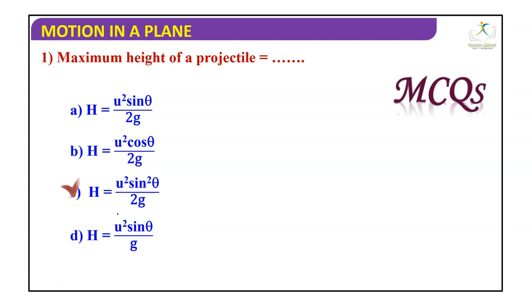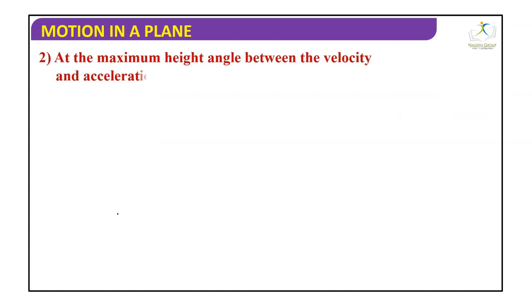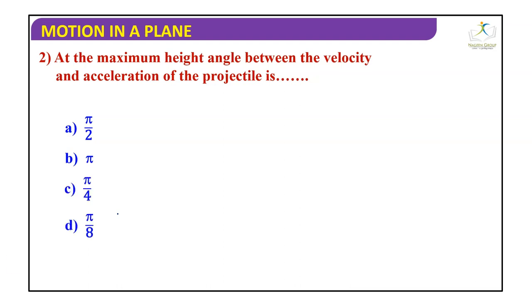The correct answer for this question is option C. Moving on to the next question. At the maximum height, the angle between the velocity and acceleration of the projectile is pi by 2, pi by 4, or pi by 8. The correct answer is a, pi by 2.